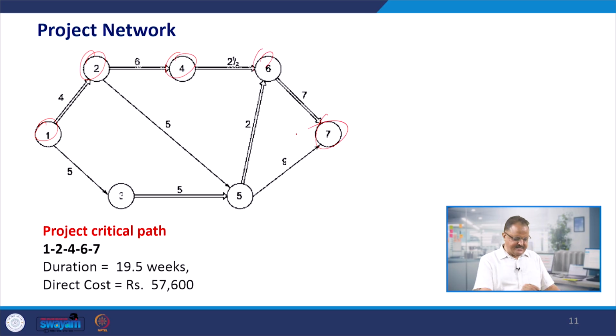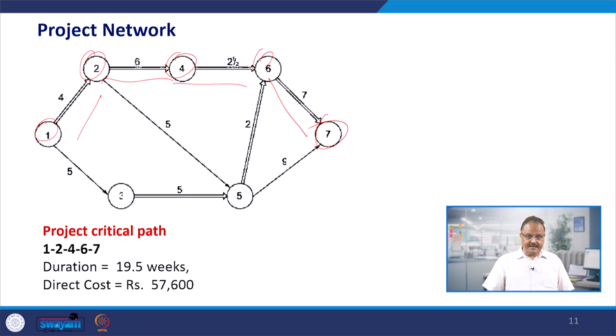All the activities are crashed on this, so this has become the longest path now with the minimum duration. Other than that there cannot be any path which is called a critical path having the minimum duration, though the cost has increased from 45,200 to 57,600, but the duration has significantly come down from 30 weeks to 19.5 weeks. And finally our critical path has emerged as 1, 2, 4, 6, 7, and this is finally called the final path: you have to complete all the events falling on this path 1, 2, 4, 6 and 7, and only then would the project be completed.